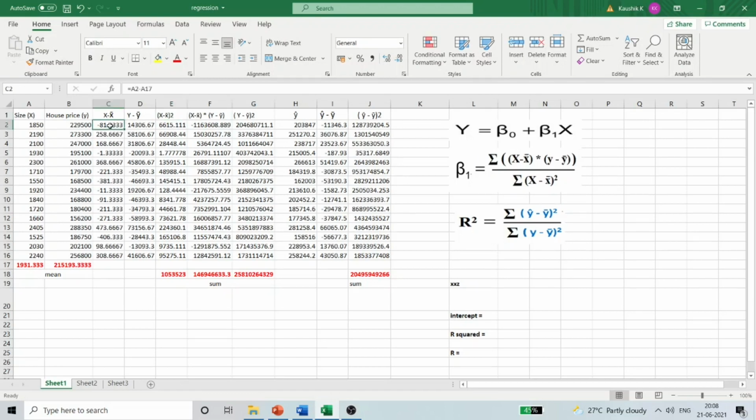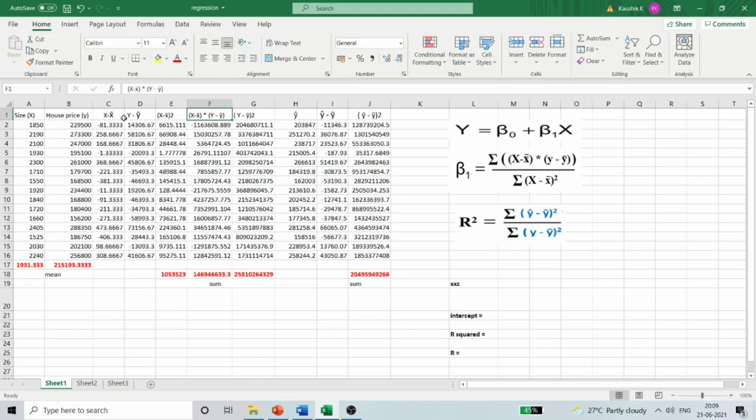Very simple. As you can see, it is the multiplication of this value: X minus X bar into X minus X bar will be X minus X bar the whole square, and these are the values I get. Then this is the summation value. As you can see, this is the sum of this range, as required. It is 1053523. Now similarly I have to calculate X minus X bar into Y minus Y bar.